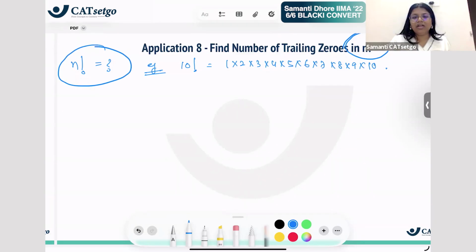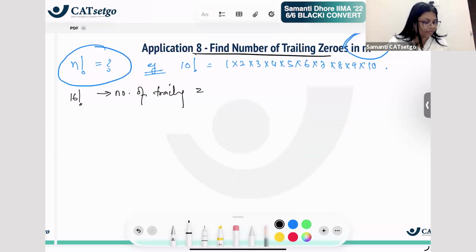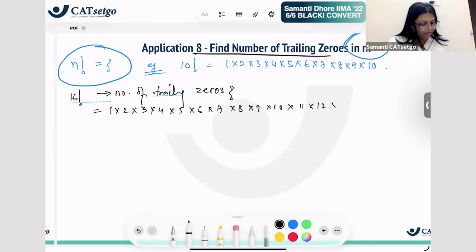Right. So here, what they're asking you to find is, you find the number of trailing zeros in 16 factorial, for example. You find the number of zeros in 16 factorial, right? So what do I know here? I know 16 factorial is 1 into 2 into 3 into 4 into 5 into 6 into 7 into 8 into 9 into 10, 11, 12, 13, 14, 15, 16.